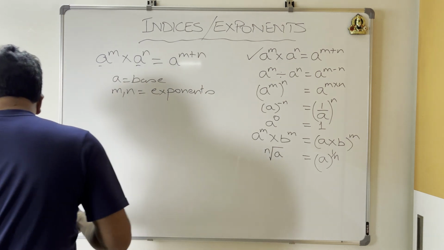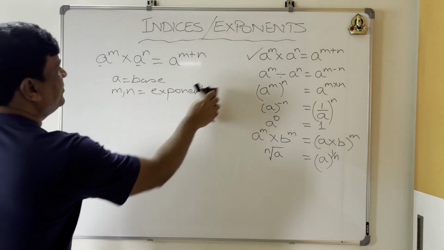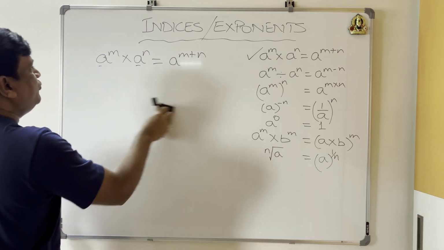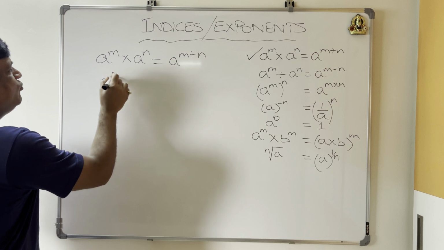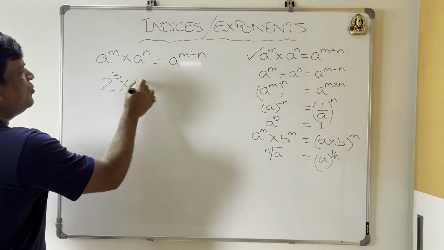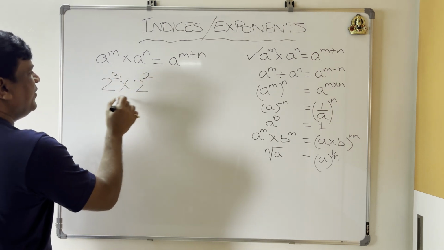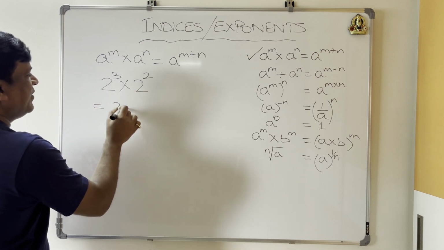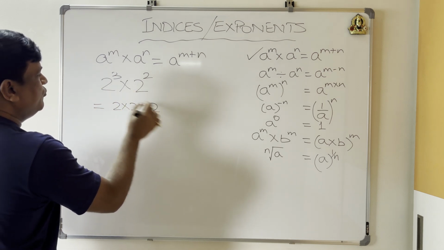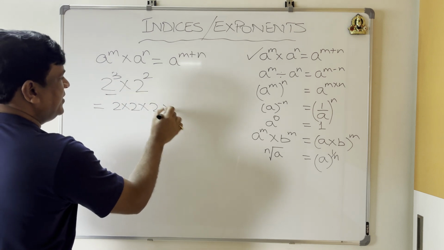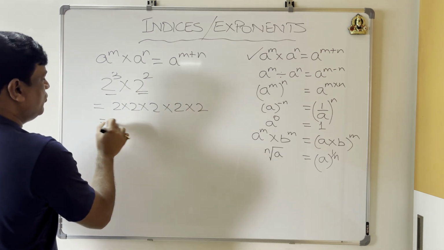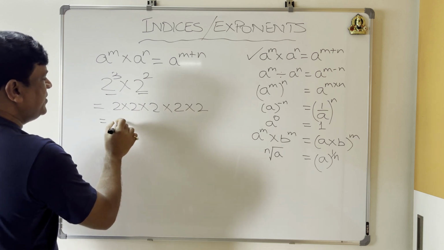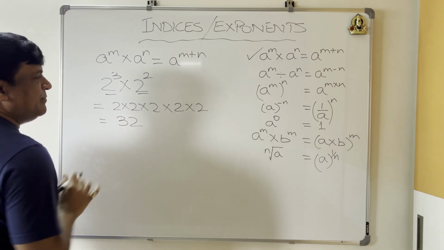Now, what is the practical significance of this particular formula? How to use it in the real world? For example, if I take 2 to the power 3 into 2 to the power 2, I know very well that I can write this as 2 into 2 into 2, and similarly the next one, 2 to the power 2, is 2 into 2. So I know that 8 into 4 gives me 32. This is very simple, right?